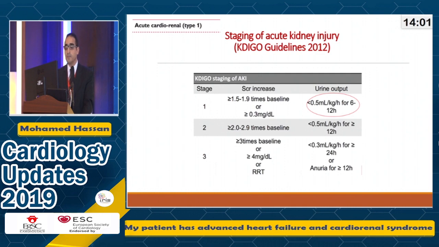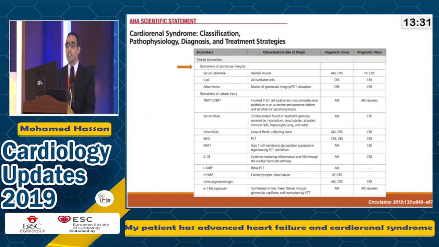Stage 1, when the increase of the serum creatinine is between 1.5 and 1.9 times the baseline, or oliguria between 6 and 12 hours. Stage 2, if there is more elevation, more than 2 times the baseline up to 3, and oliguria more than 12 hours. And stage 3, if there is an elevation of 3 times or more, or if there is need for renal replacement therapy, or if there is anuria more than 12 hours. So the definition uses the standard serum creatinine and urinary output.